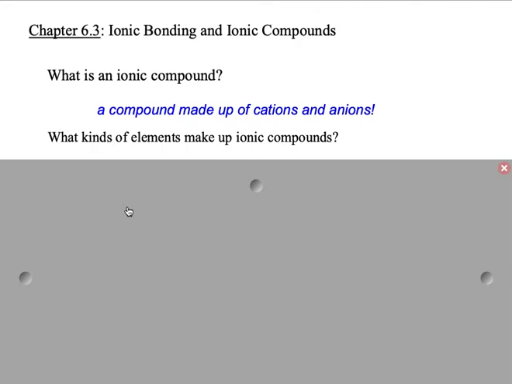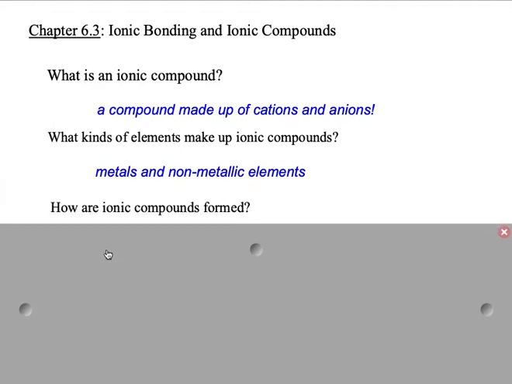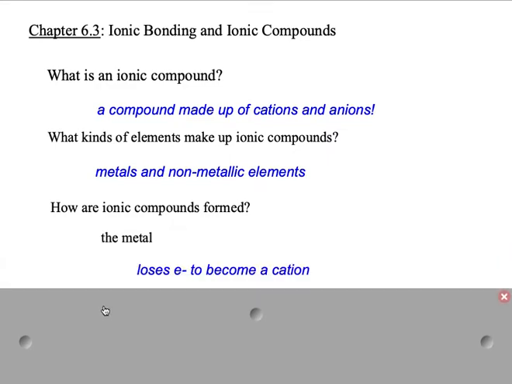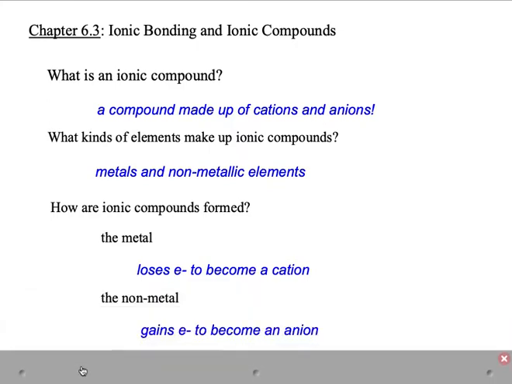What kinds of elements make up ionic compounds? Well, what kinds of elements form ions? Metals and nonmetallic elements. How are ionic compounds formed? Well, we learned in the last unit that the metal will lose one or more electrons to form a cation, and the nonmetal will gain one or more electrons to become an anion. And once you've got cations and anions, you've got an ionic compound, which is held together by ionic bonding.